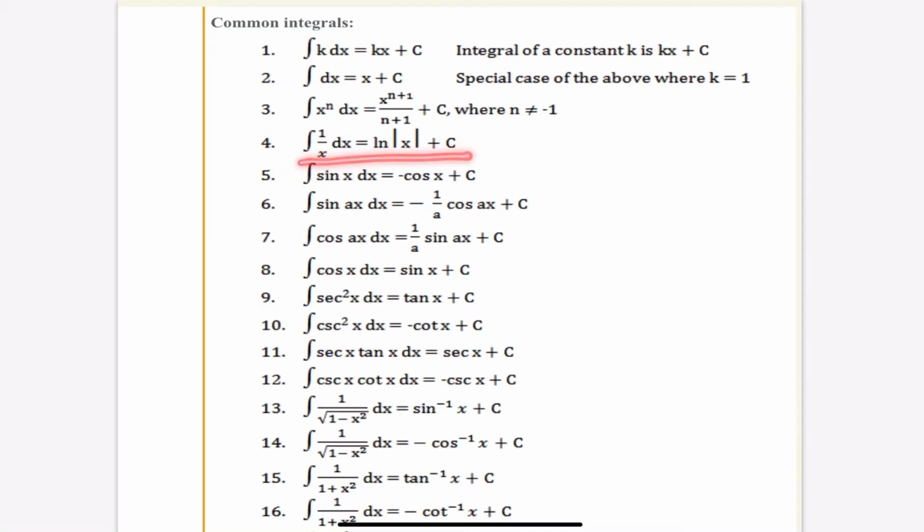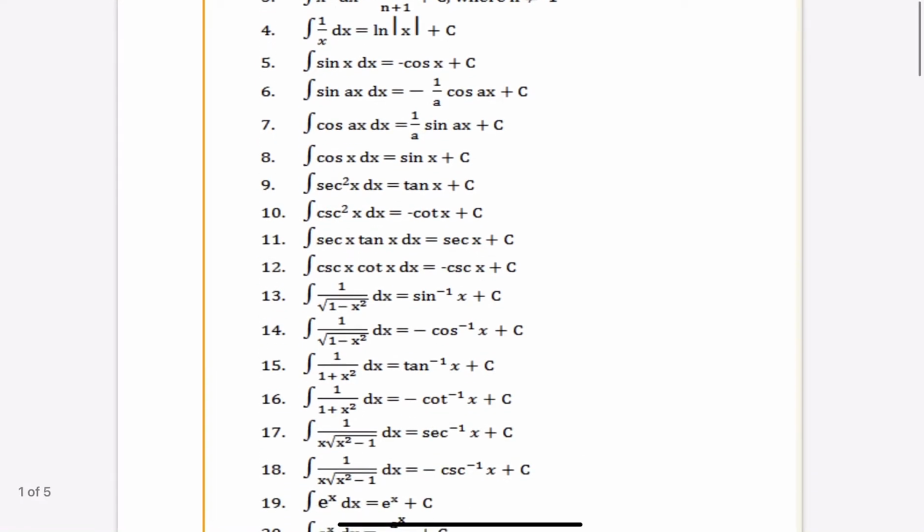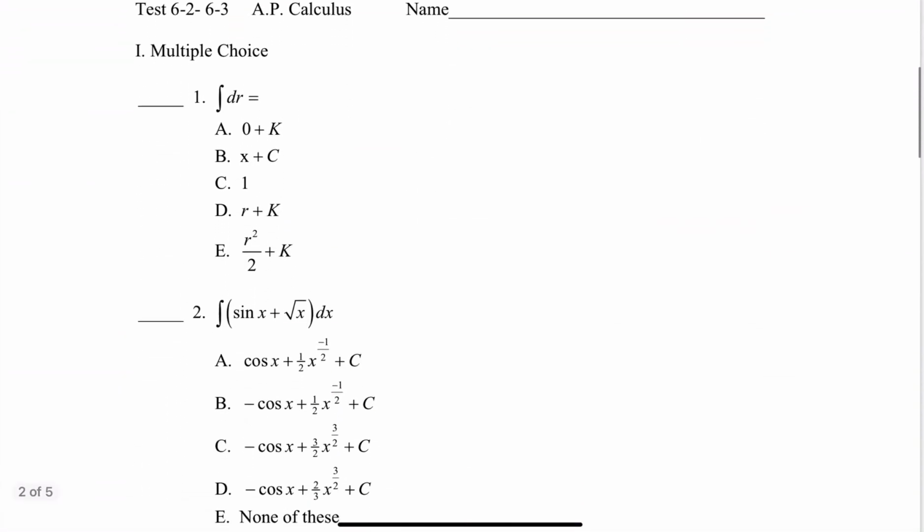So remember this. And integral sine x is negative cosine x. And integral cosine x is sine x. And secant square x, tangent x. Cosecant square x, negative cotangent x. Secant tangent is a secant x. And things like that. And next one, definitely you need to know those rules for inverse sine and cosine and tangent. So let's just start from here.